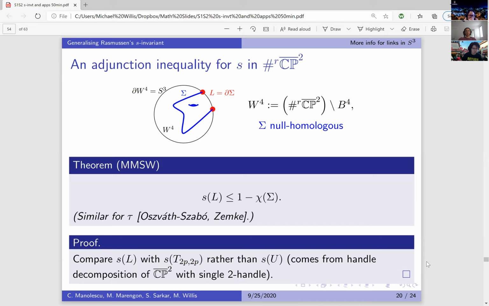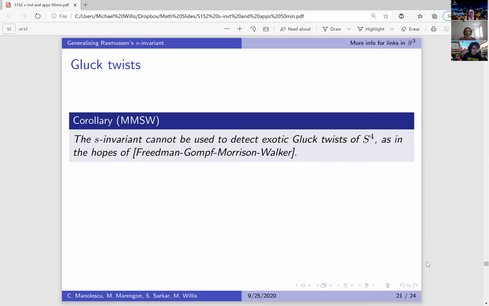Great. So, a corollary, and the last thing I want to talk a little bit about, I have like a minute. What this ends up meaning is that the S invariant cannot be used to detect exotic smooth structures on Gluck twists of the four sphere, as was one of the main hopes in this paper by Freedman, Gompf, Morrison, and Walker.